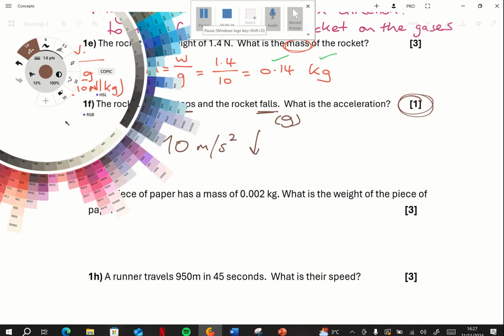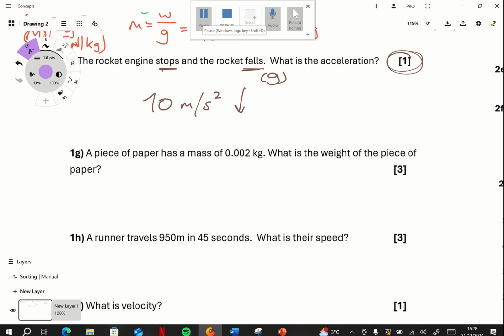I'll use that little purple colour there. It says a piece of paper's got a mass of 0.02 kilograms. Great, no unit change. And what's the weight? So I've got mass, weight. It doesn't tell me gravity, so I've got to assume it's Earth. So my wrinkly gran, there we go, that's a bit better. What's the weight? So I've got to find that. I'm going to see that's M times G. So W equals M times G.